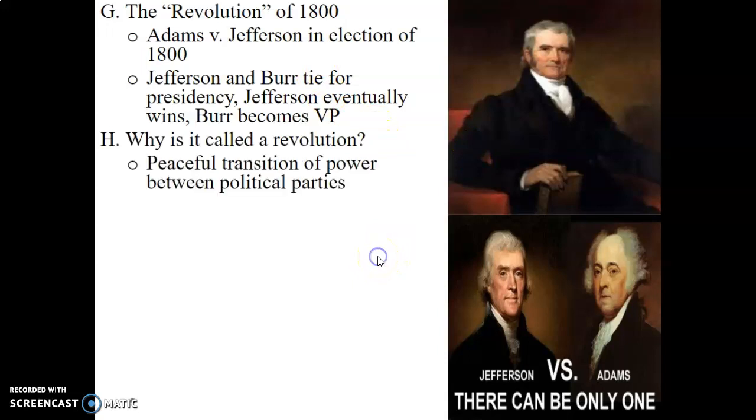Why is it called the Revolution? It was a peaceful transition of power between political parties. So it wasn't an actual fight, it was a transfer of power.